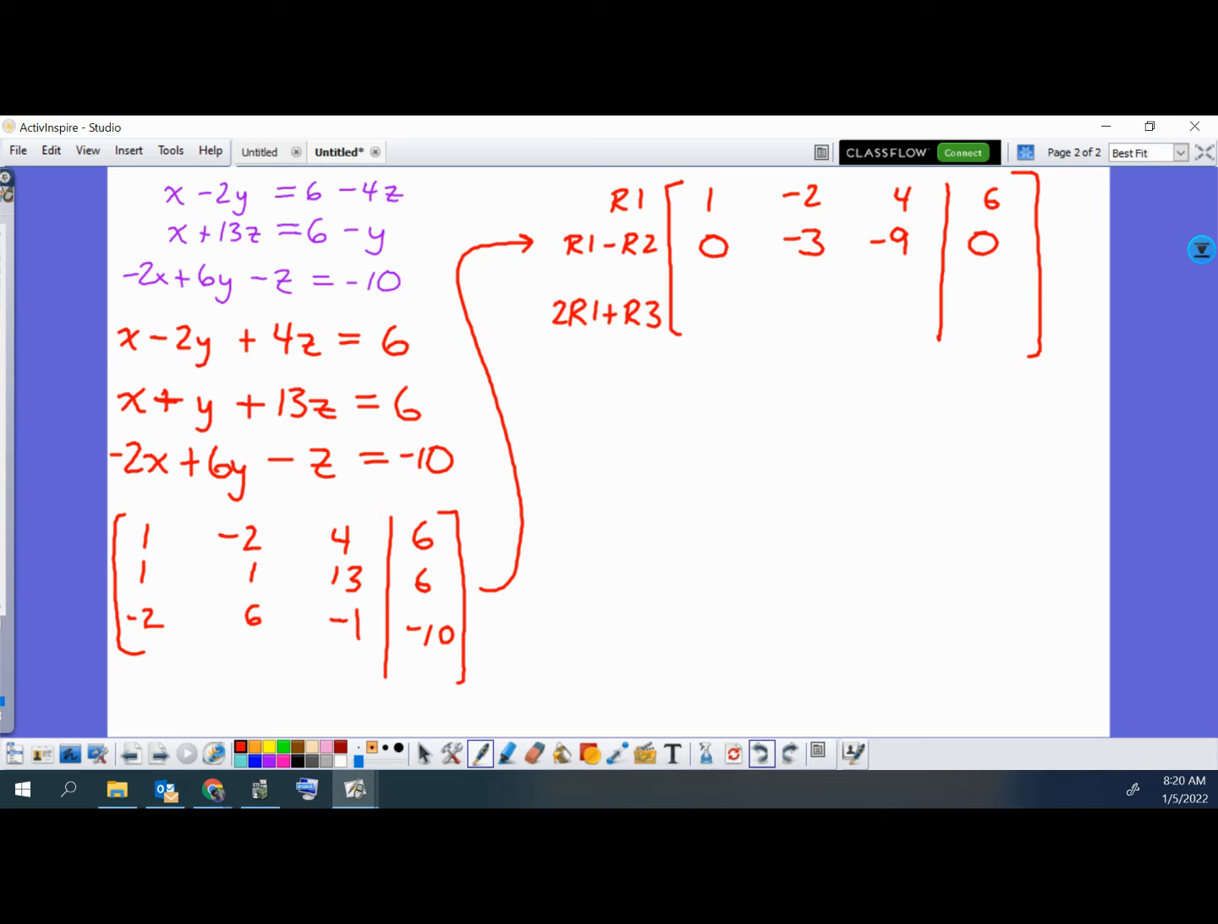All right, 2 row 1 plus row 3 is my next step. 2 row 1 plus row 3. So 2 plus -2 is 0. That's by design, right? 2 times -2 is -4 plus 6. That's going to be +2. 8 minus 1 is 7. And then 12 plus -10 is 2. Did I make a mistake? Please point out if I did. I sometimes do. I think I'm good, though. All right.